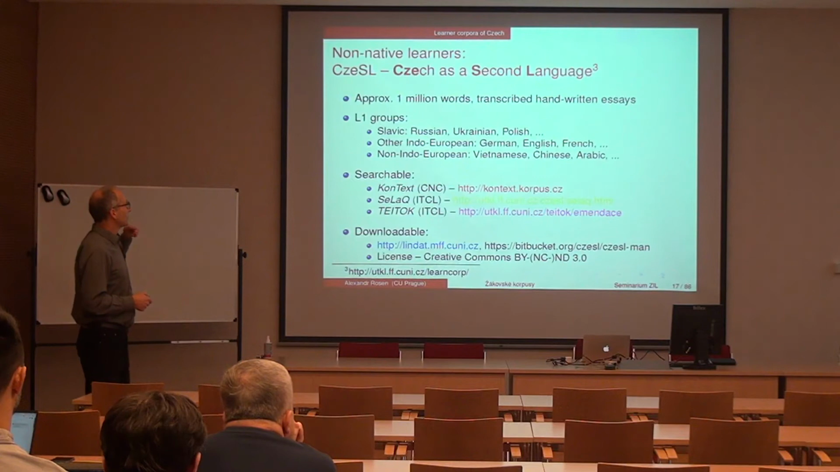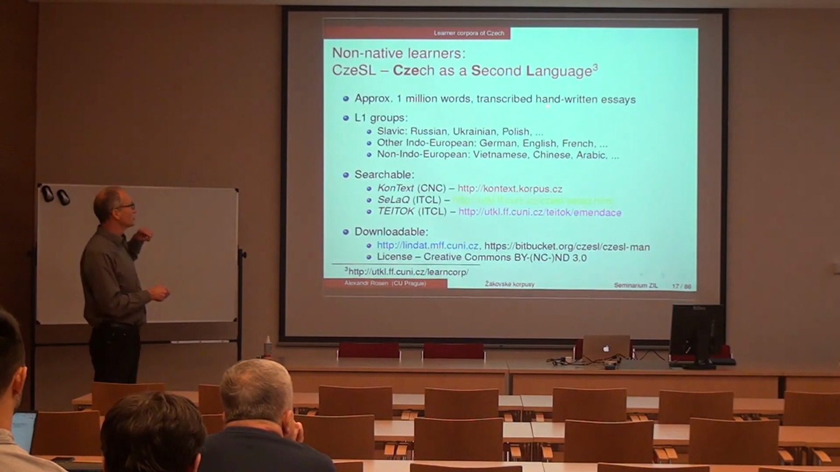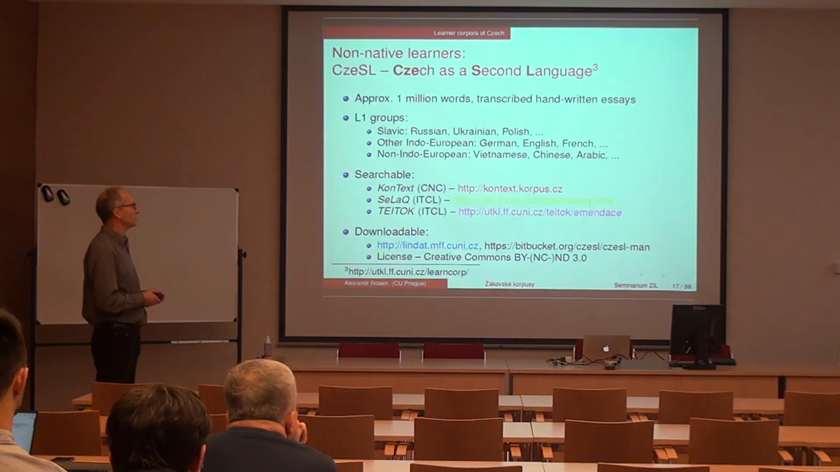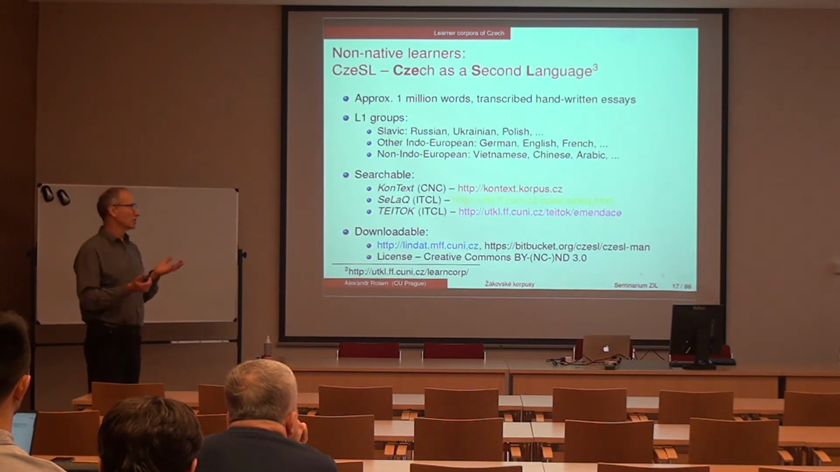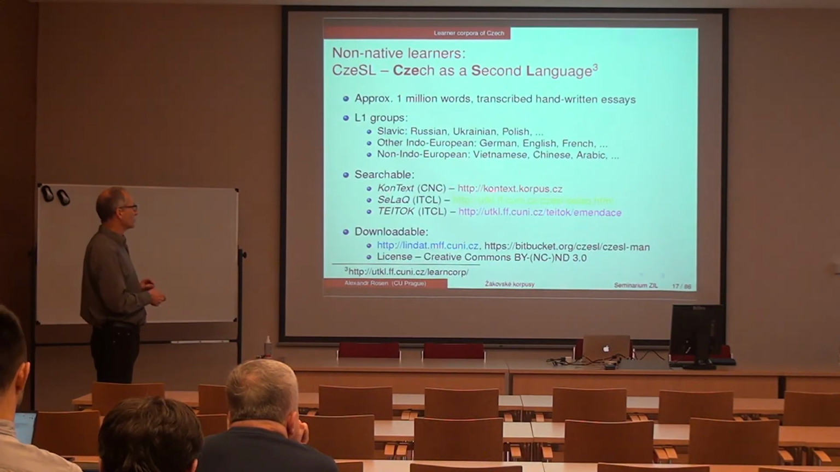So for non-native learners, we have about 1 million words. It's transcribed handwritten essays. We have quite a few languages, so 3 groups basically. That's how we differentiate them. So it's Slavic, other Indo-European, or non-Indo-European. The largest part are Russian speakers, and then Chinese, and then Polish. So Polish is quite high. We have some searchable versions. So in context, you can have at least one version properly equipped with metadata.